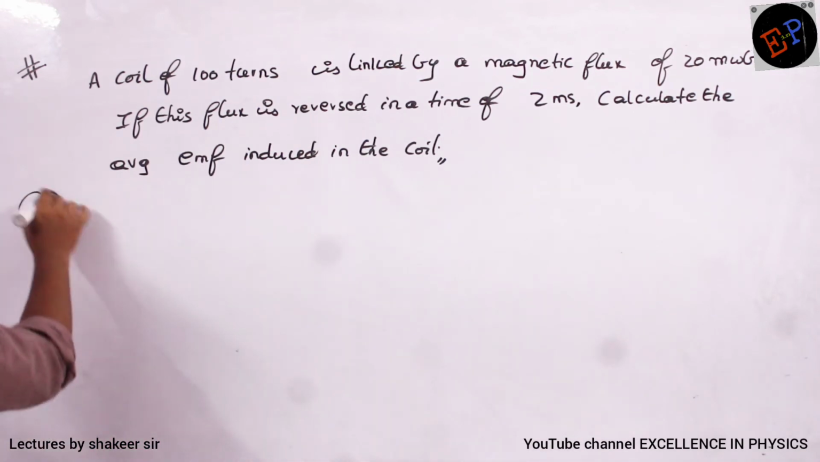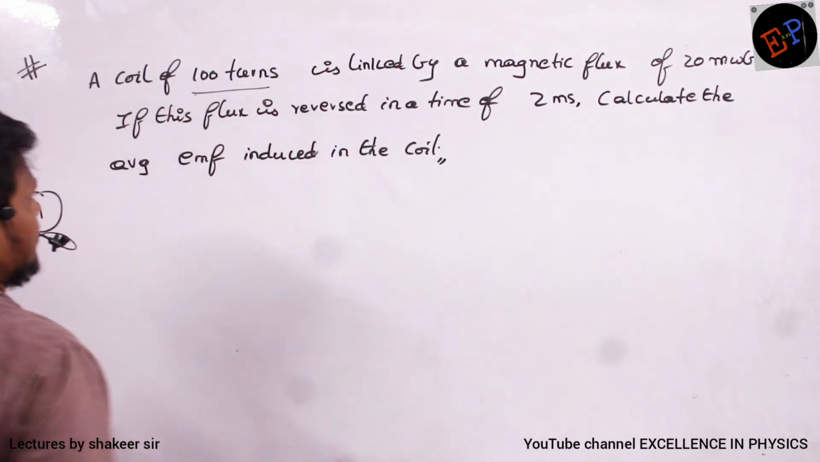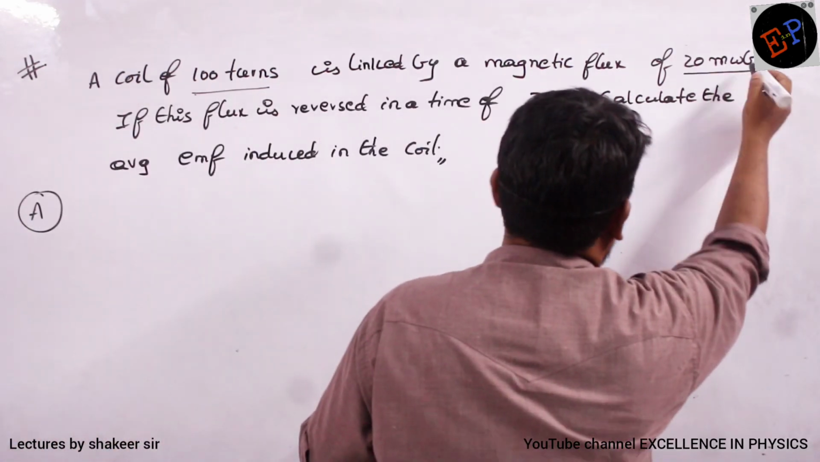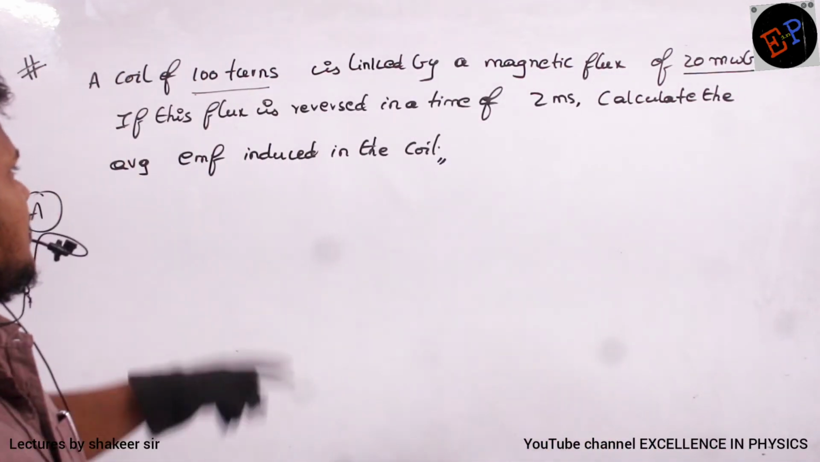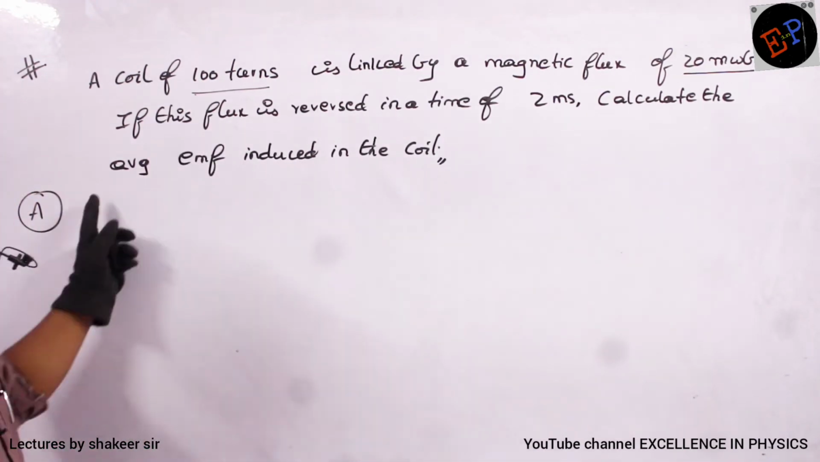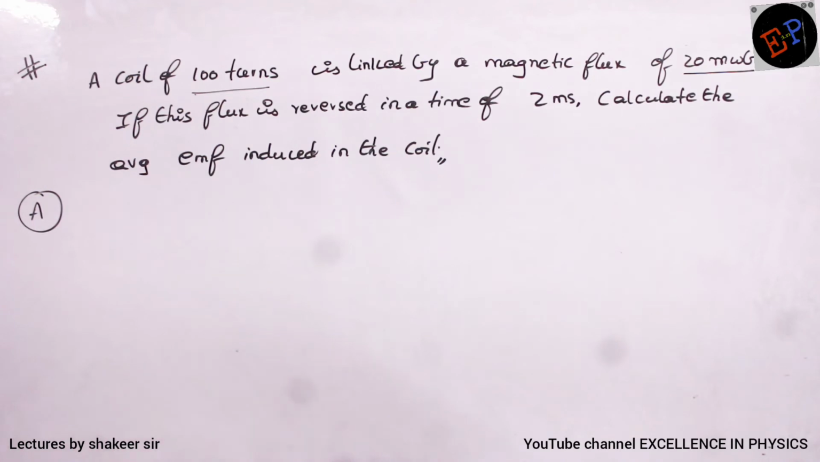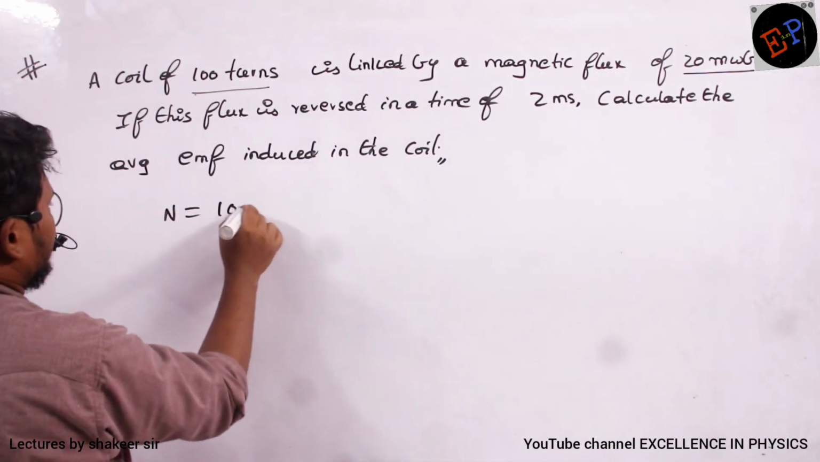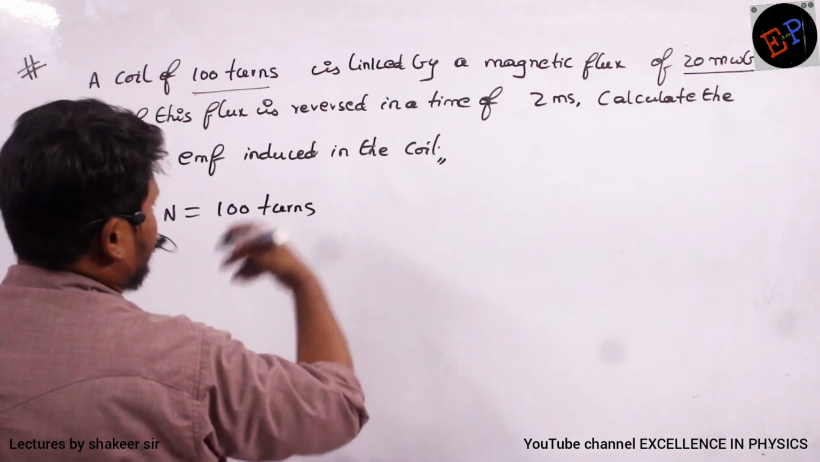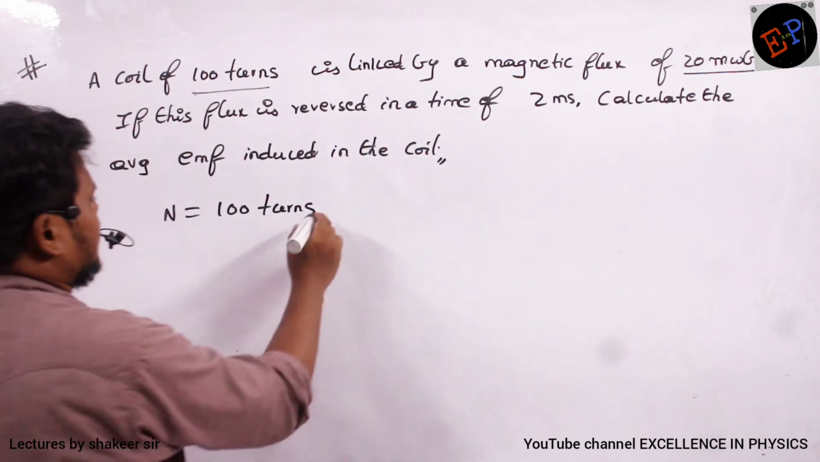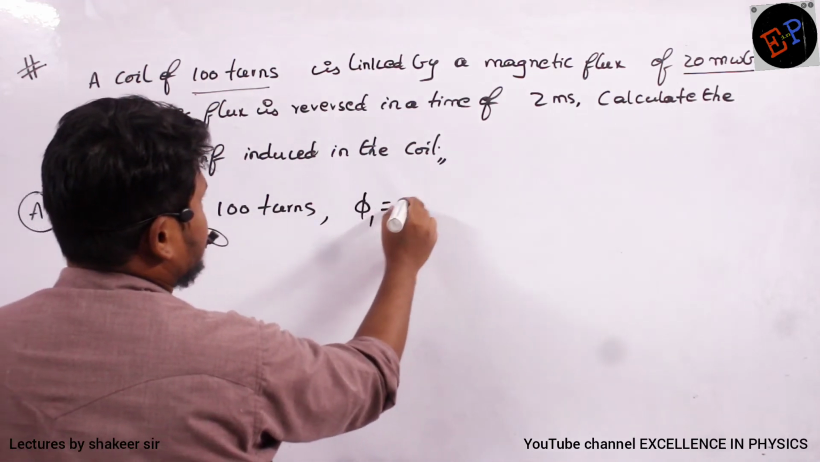A coil of 100 turns is linked by a magnetic flux of 20 milliwebers. If this flux is reversed in a time of 2 milliseconds, then calculate the average EMF induced in the coil. This is the question. See what data is given. Number of turns he gave, 100 turns. In this coil, 100 turns are present. So what is the initial magnetic flux?